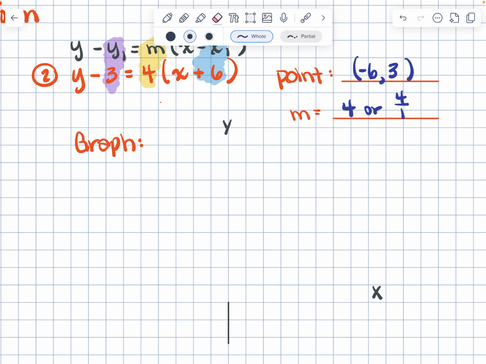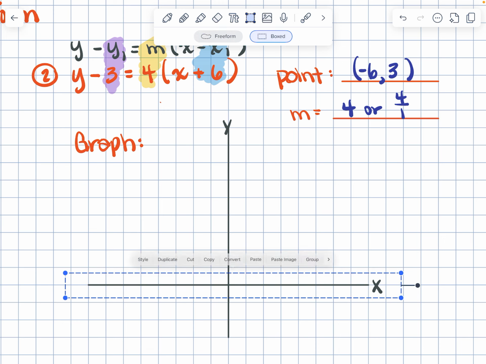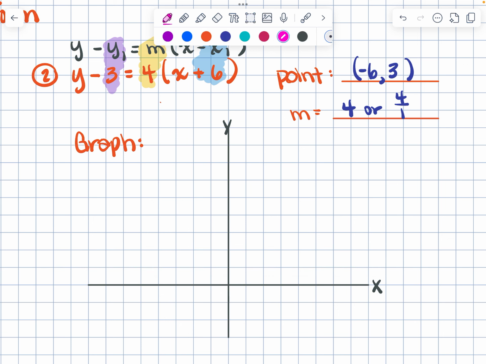Oh my goodness gracious. Hold on just a second. I don't know how my graph got off track. There we go. So -6, 3. So let's see. 1, 2, 3, 4, 5, -6, 1, 2, 3. So left 6, up 3.